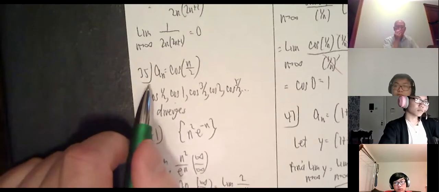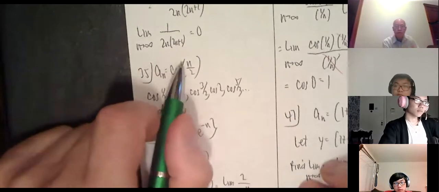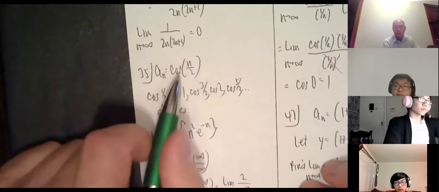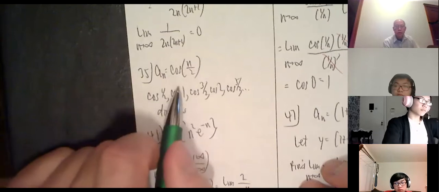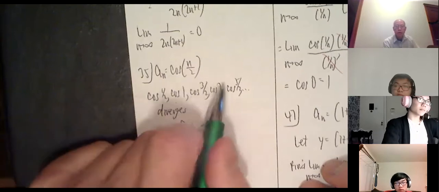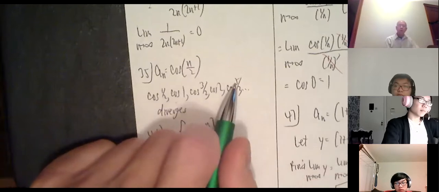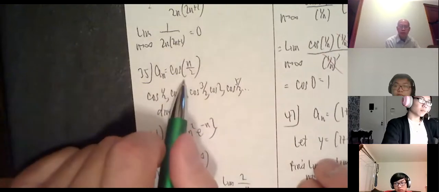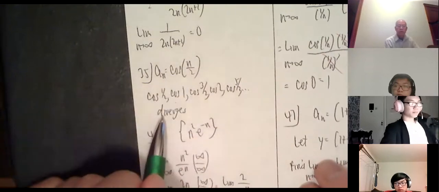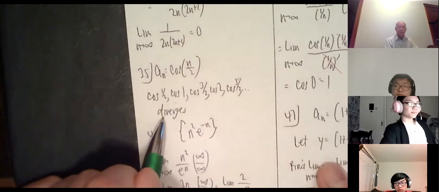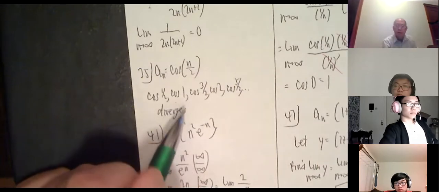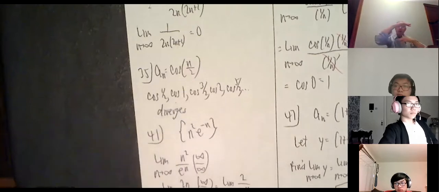Okay, 35. A sub n equals cosine of n over 2. Well, cosine 1 over 2, cosine 2 over 2, 3 over 2, 4 over 2, 5 over 2. Well, you know the way the cosine goes. Cosine bounces up and down between -1 and 1. We never approach any one number. So this sequence diverges. We're not saying it diverges to infinity or negative infinity. In fact, this is a bounded set. It's bounded between -1 and +1, as we know.